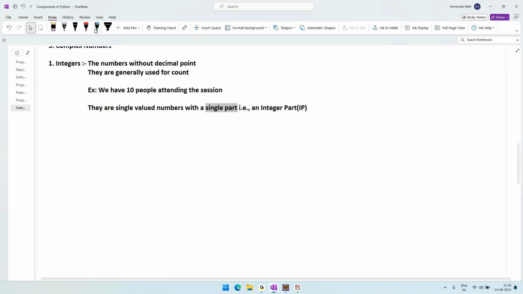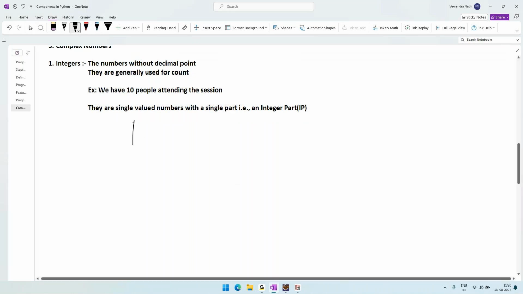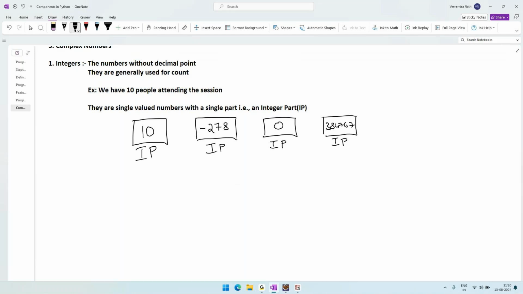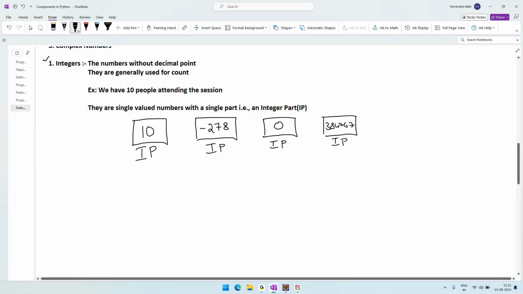Okay, if we take a small example, you can say 10. So 10 is a number with an integer part. Again, minus 278, integer part. 0 is also an integer part. 3, 8, 4, 7, 6, 7 is also an integer part. So we call all of these the integer part. They are single valued numbers with a single part, which is known as the integer part. That is what integers are.